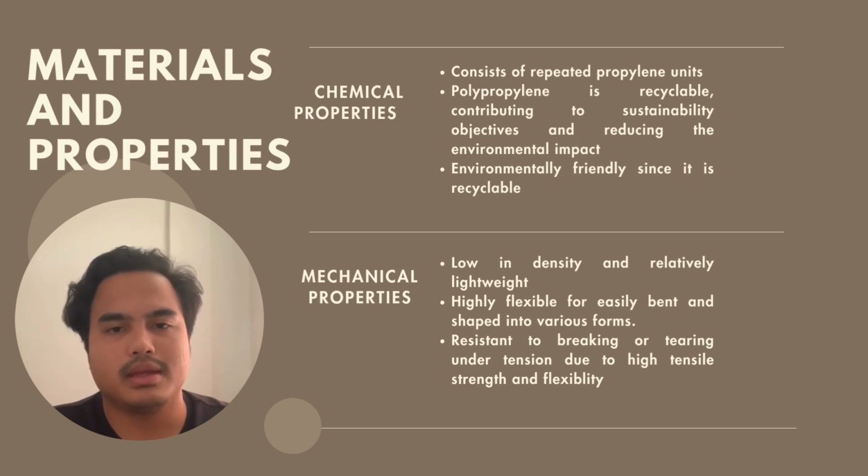Next, for the mechanical properties of polypropylene, firstly, polypropylene material can be used for applications where a balance between weight and strength is required because it is low density and relatively lightweight. Secondly, polypropylene is resistant to breaking or tearing under tension due to its higher tensile strength and is highly flexible, which makes it simple to bend and shape into a variety of shapes.